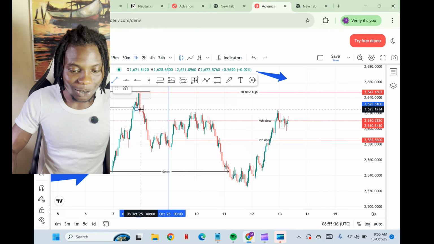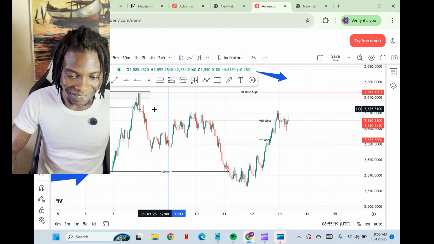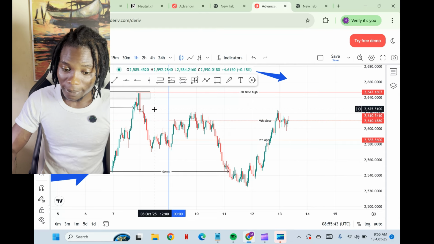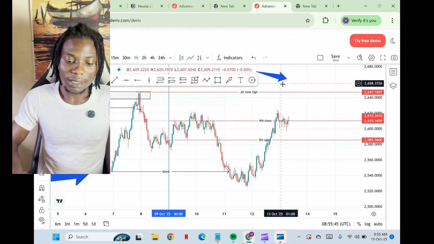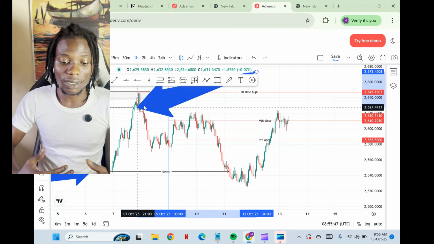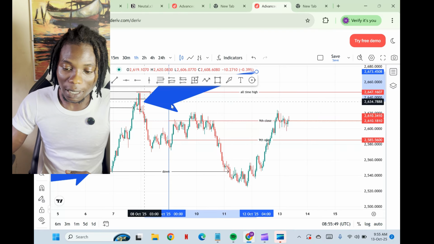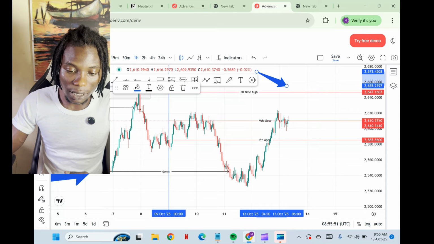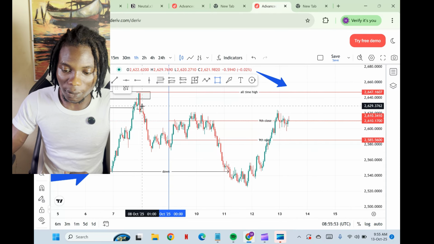Let me just go slowly for you guys to see. Where we can say we break a tiny structure to the downside. This tiny structure to the downside is where we can confirm price is ready to move to the downside, which we have a strong confirmation candle here with a strong engulfing candle, right?